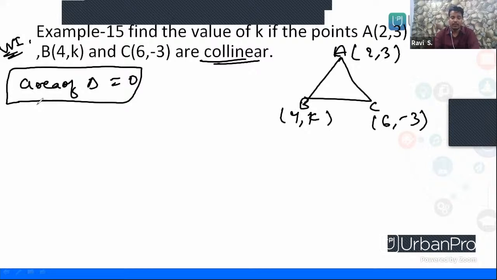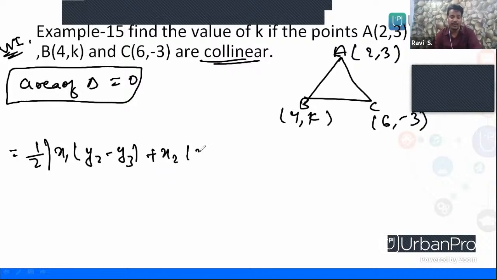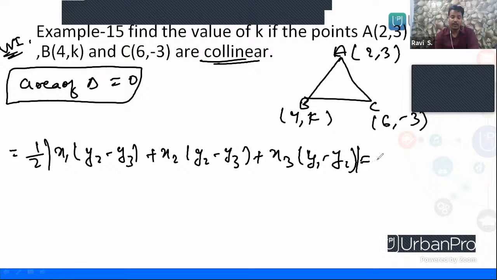In the beginning of the class, I told you to use the distance formula, right? The distance formula is also an easy way, but this is the easiest way to find collinearity. Now, I will simply use the formula. The formula is 1/2 [x1(y2 - y3) + x2(y3 - y1) + x3(y1 - y2)], and put the bracket here.